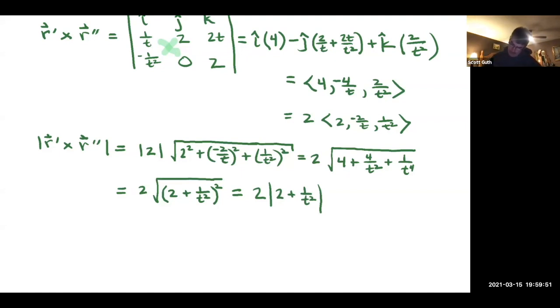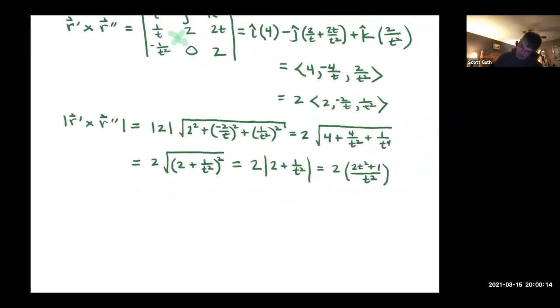Yeah, and I hate to say it, but I'm going to get a common denominator. So this is going to be 2 times, I think it's going to be 2t squared plus 1, right? Over t squared. Like that.